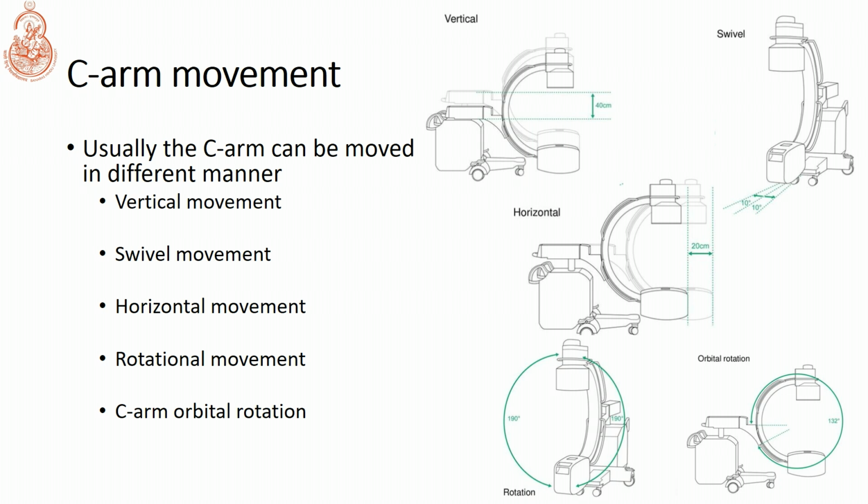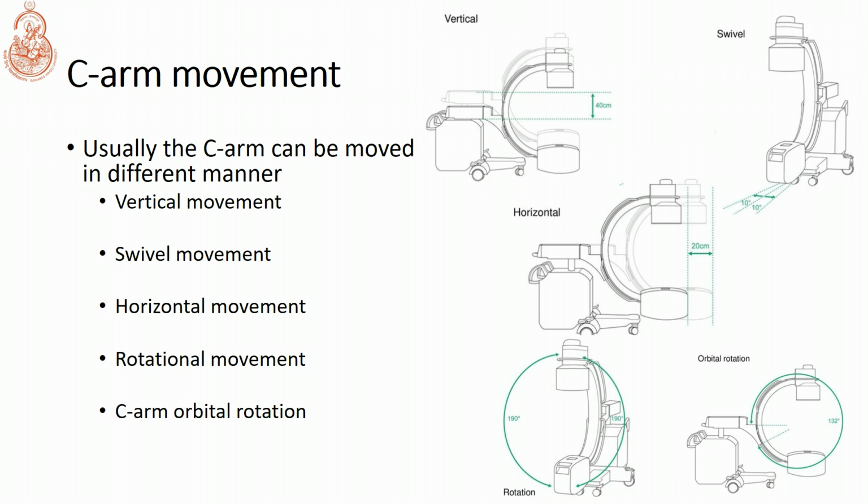The next thing that we are supposed to know about the C-arm is the movement of this C-shaped arm. The C-arm can be moved in different manners, and this maneuver may be required to take different projections without changing the position of the patient. The different movements possible for a C-arm are: it can move vertically, it can have a swivel movement, it can move horizontally, and it can have a rotational movement.